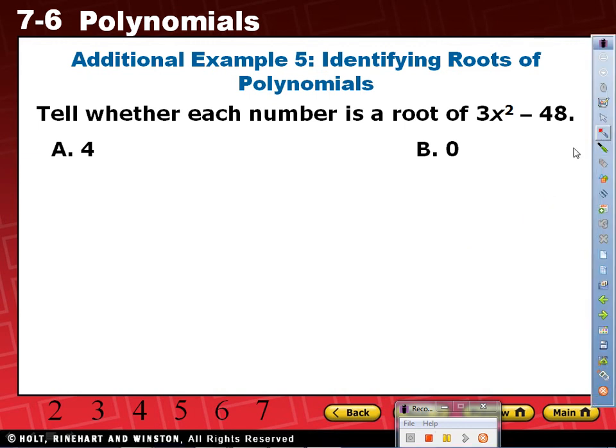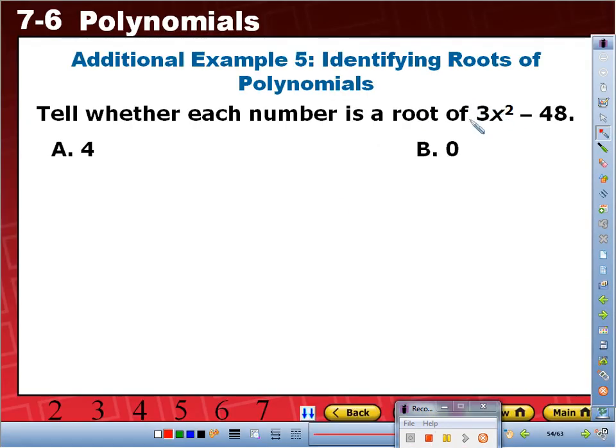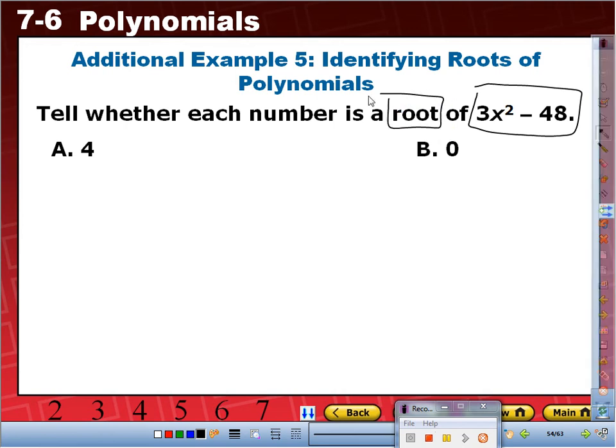What they're saying is that they're going to give us a polynomial such as this one that we have here. Now, according to what we know now, we know the name of this polynomial. The highest degree of this polynomial is 2, so it's a quadratic. And it's 2 terms, so it's a binomial. So, what we want to find out is whether the number they give us is a root. How do we know that? Check this out. This is what we do.